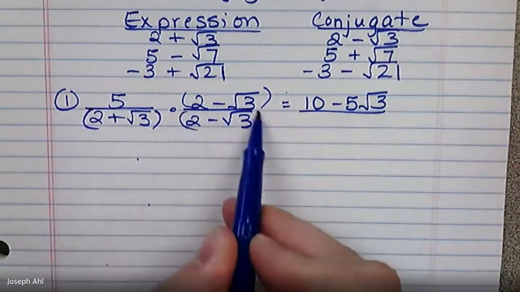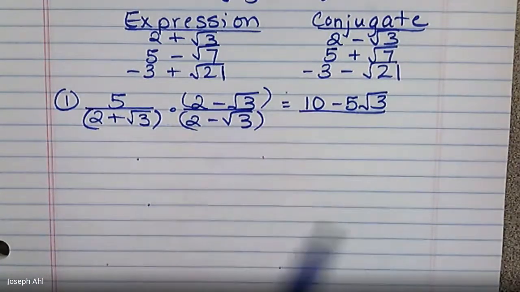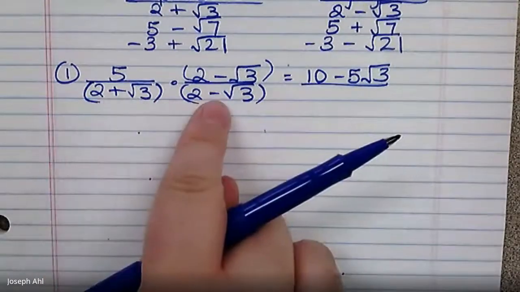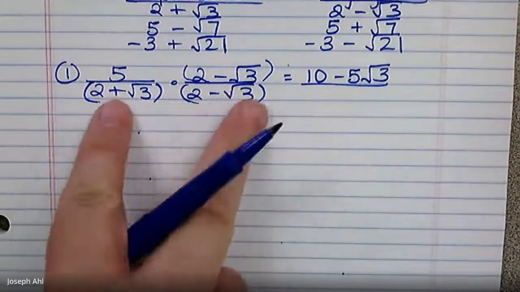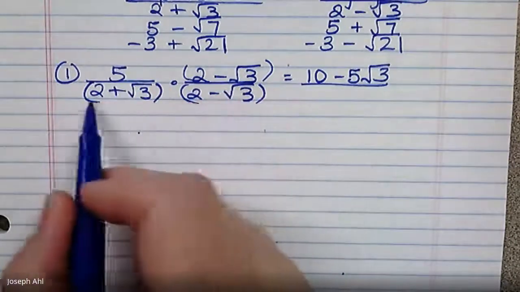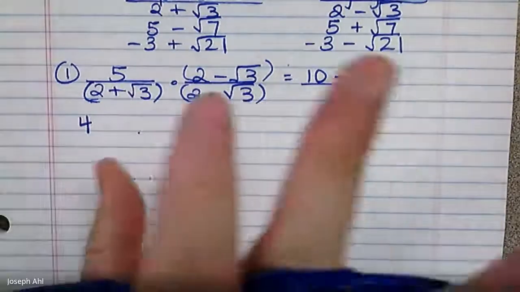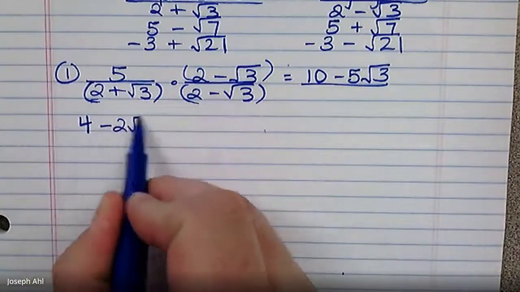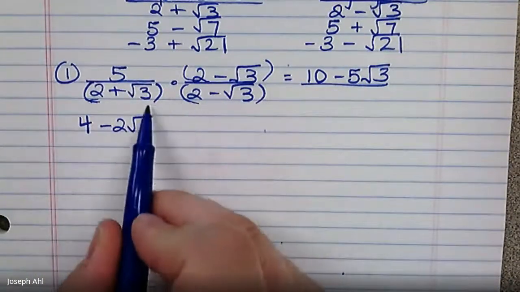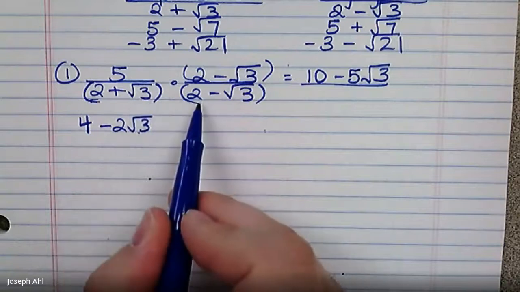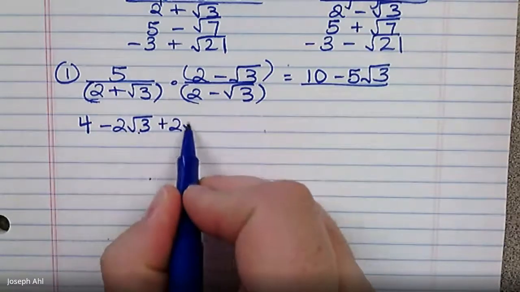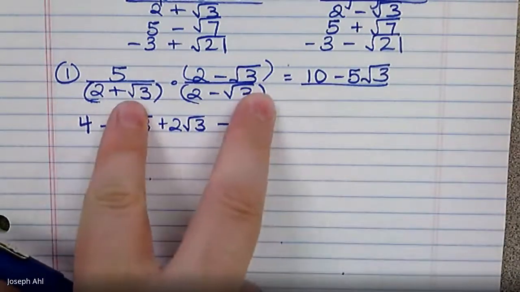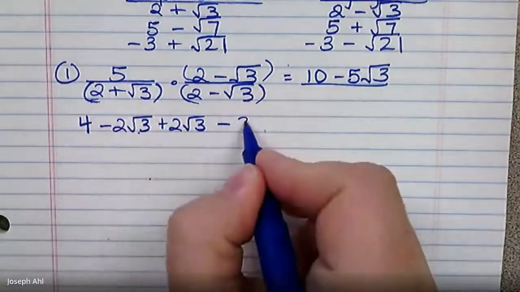When you multiply conjugates, something really special happens all the time. Let me show you what happens down here. If you do FOIL, which is first, outside, inside, last, 2 times 2 is 4. If you're a box method, you'll get the same thing, by the way. 2 times negative radical 3 is minus 2 radical 3. The inside, 2 times radical 3, is plus 2 radical 3. And at the end, you're going to get minus radical 3 times radical 3, which is just 3.